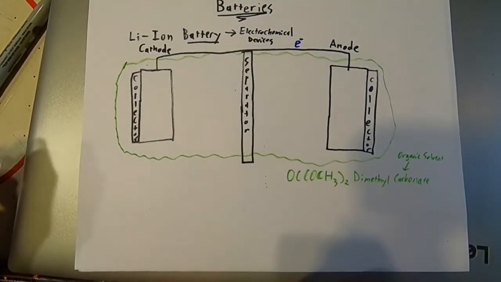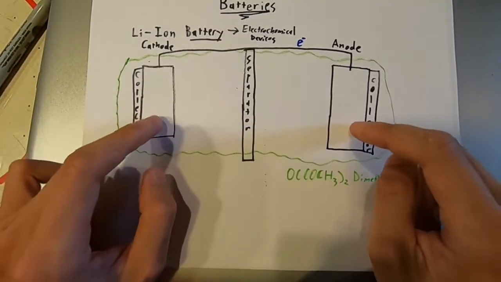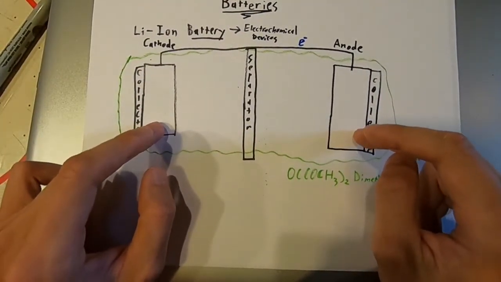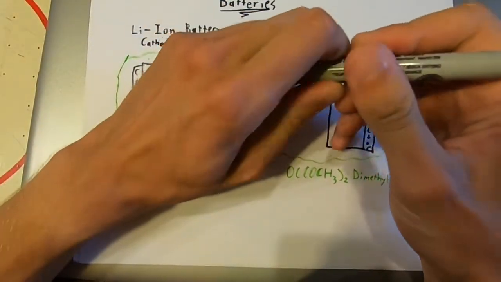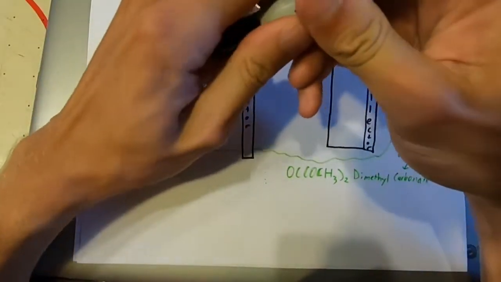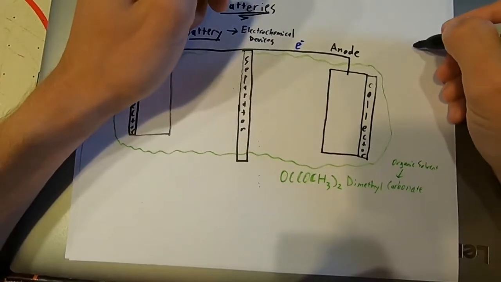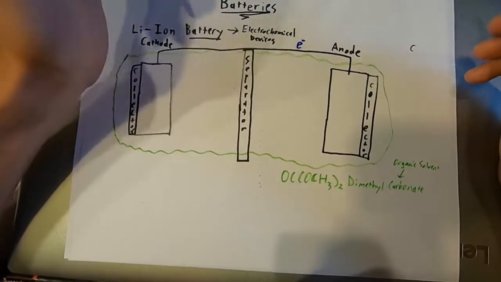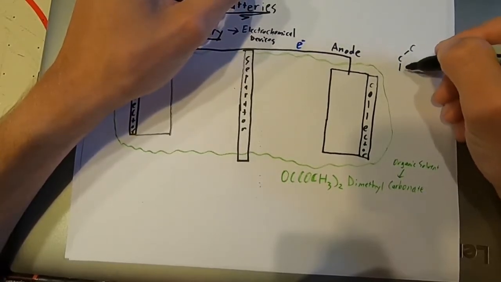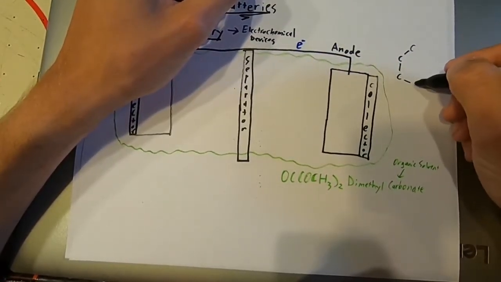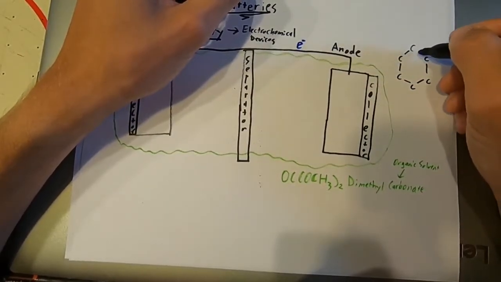Okay. So we talked about our solvent, we talked about our two electrodes. What are our two electrodes going to be made out of? Our anode is going to be composed of graphene or graphite, which is a whole bunch of carbon atoms laid out in a sheet format. So we're going to have a carbon here, carbon here, carbon here, carbon here, and so on.